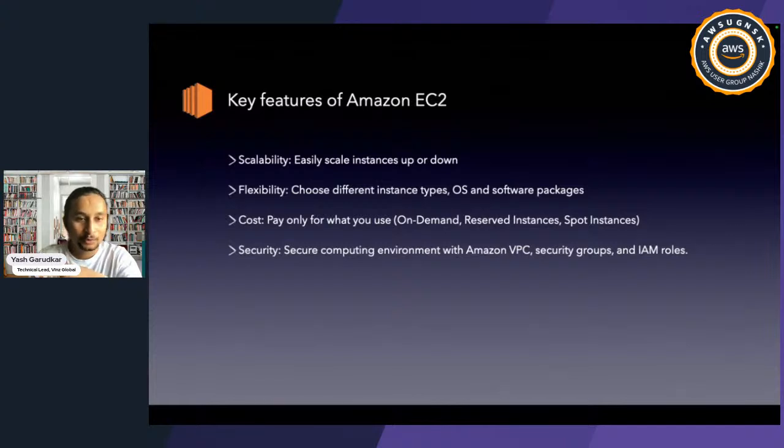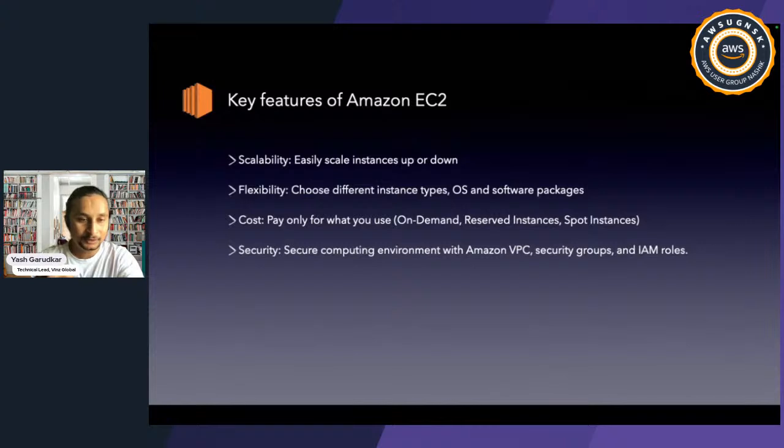Cost. Pay only for what you use. There are on-demand instances, reserved instances, and spot instances. So there are different types of instances that EC2 provides you, which are not heavy on the pocket, right? They are not very highly priced. You only pay for what you use, as simple as it says on your screen right now. You only pay for how much you use that instance.